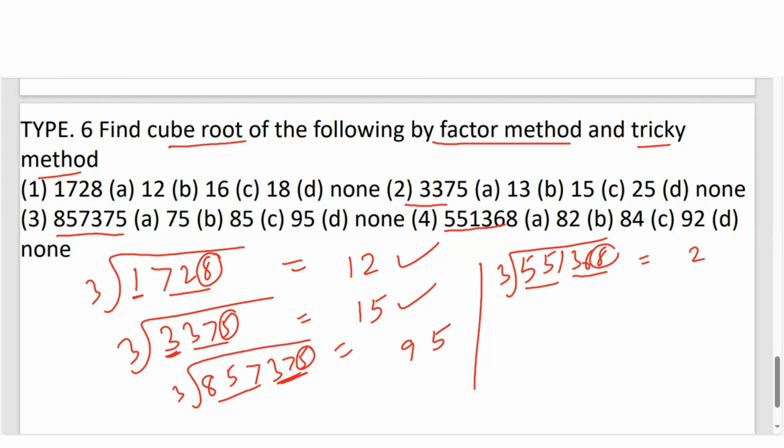So you know whose cube is near 551. What is 8 cubed? You go in your mind with the technique I told you for cubes. 8 squared is 64, and 64 times 8 is 512. So 9 cubed is 729 and 8 cubed is 512. So 9 is too much; you have to take 8. So your correct answer is 82. In this way, we can find the cube root of any number very easily. So for today, up to this. Thank you.